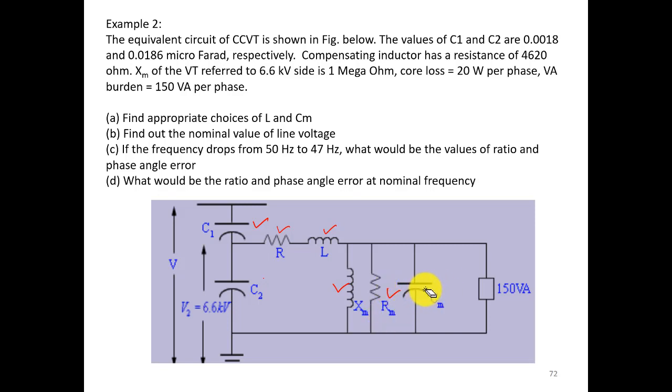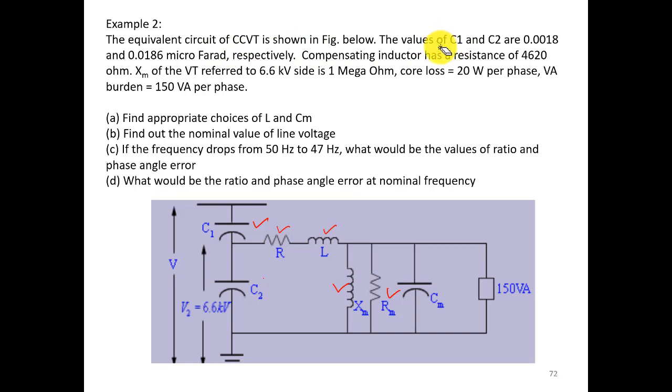Already you have studied these things in your Machines course, and in fact Cm is one of the capacitances which is required in order to tune again. That is, we can say Cm is your compensating capacitance. Okay. So let us see the question. The equivalent circuit of the CCVT is as shown in the figure below.